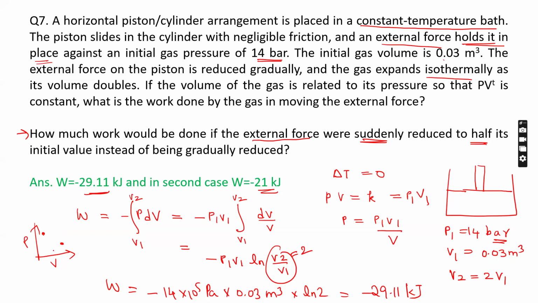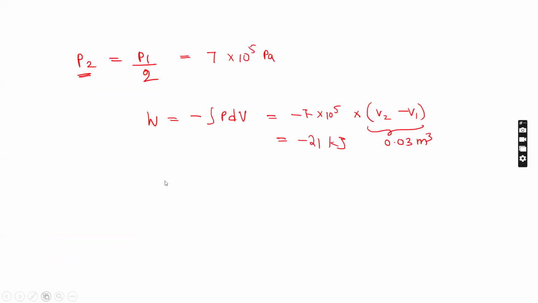So if we gradually decrease it, then it's like this. Understand? Then the work done is this whole area. And when we suddenly reduce it, the work done is this much only. So this is lesser than the complete surface, the complete work done in the first case. Fine.